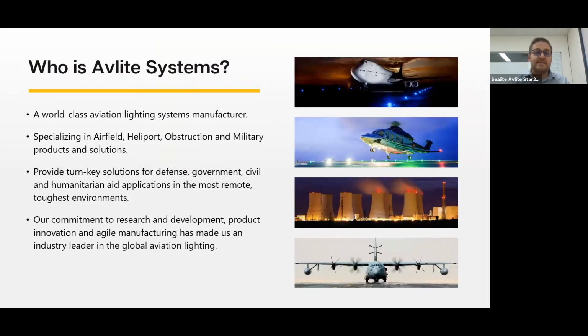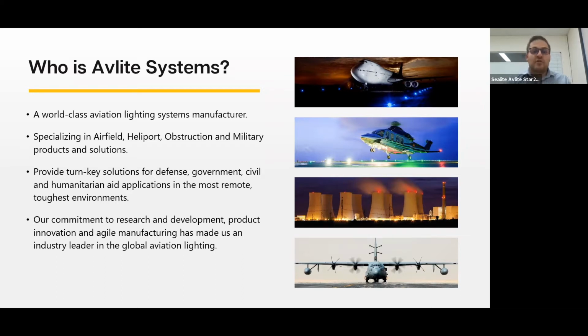A little bit about us. We're a world-class aviation lighting systems manufacturer. We specialize in aircraft, heliport, obstruction and military products and solutions. And Avlight provides turnkey systems for defence, government, civil and humanitarian aid applications. Our systems have been used in some of the most remote, some of the toughest environments around the world.